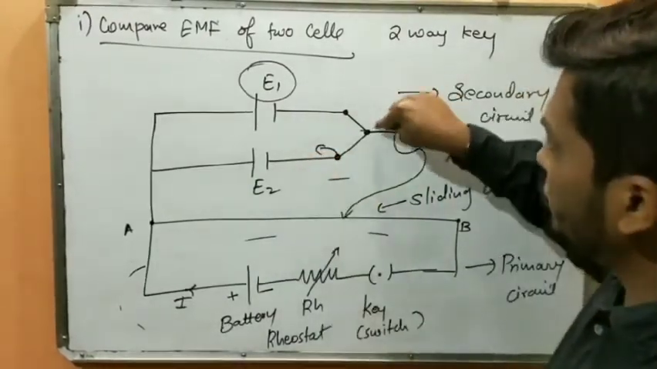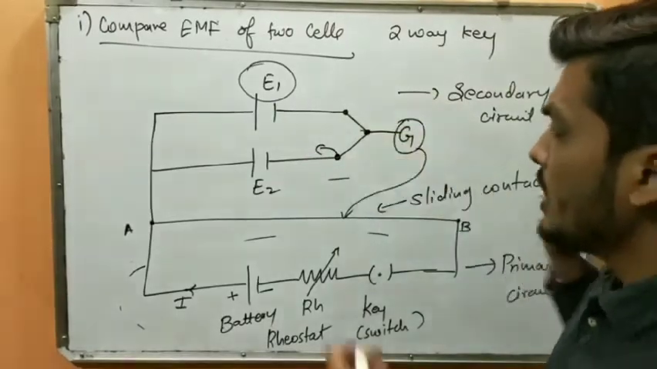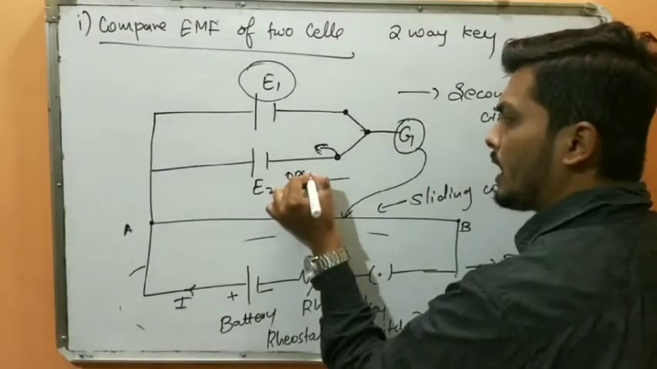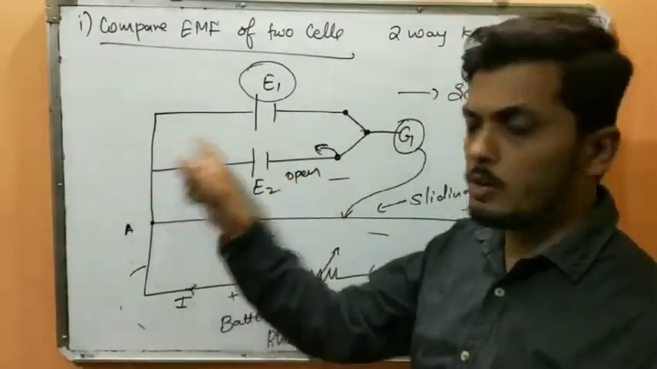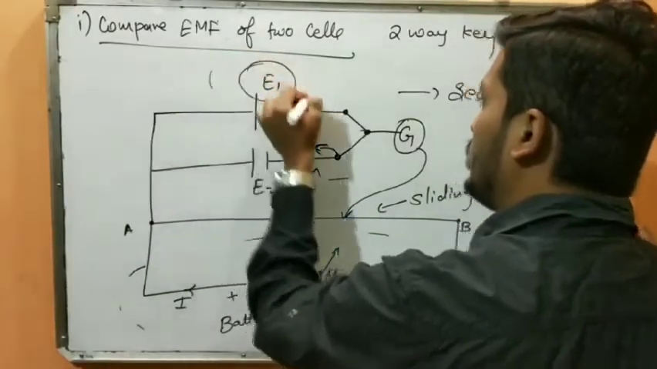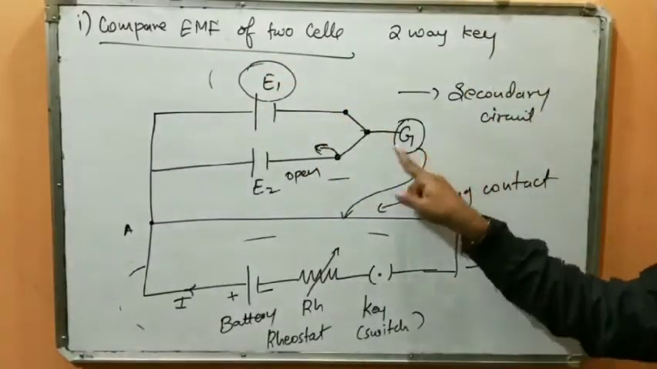See here, it has three switches. I will open this key so that this circuit becomes open, and whenever there is an open circuit, no current will flow through this part. Whatever current is flowing, that will flow only through this cell. As a result, the galvanometer will deflect.